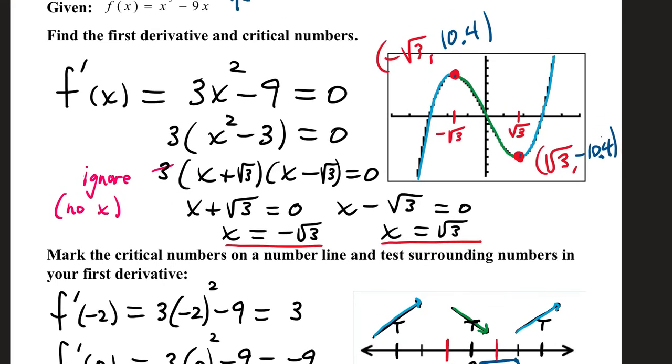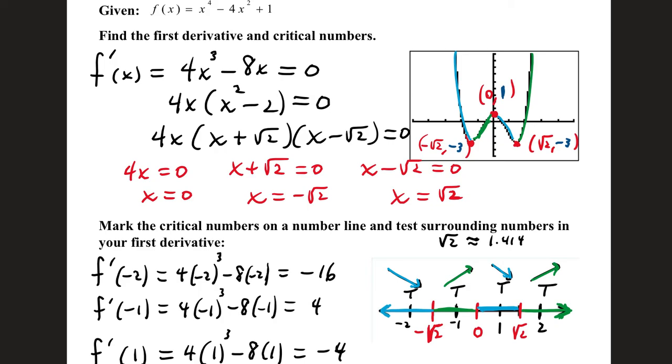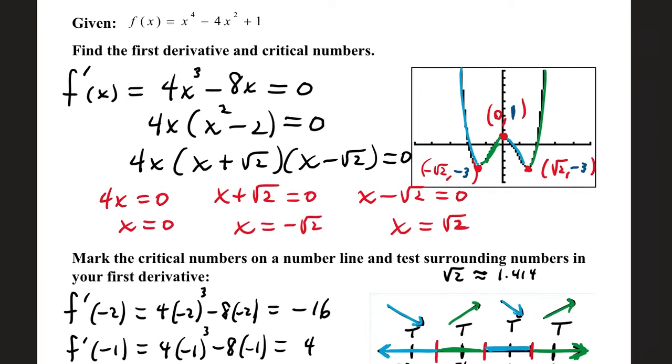We can tell here that the first critical number gave us an answer of 10.4 when subbed into the original function. The second critical number of square root of 3 plugged into the original gave us a negative 10.4. So that's the relative max and that's the relative min. Let's do a second example and repeat.